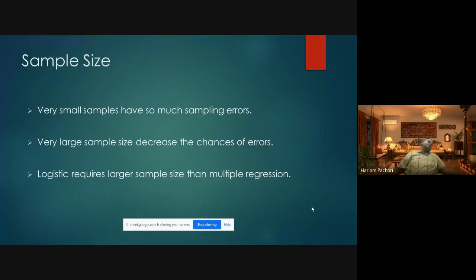Another important condition is the sample size. Any guesses how much sample is required to perform logistic regression? There are guidelines for when to perform logistic regression, with specific guidelines for sample size. Any guesses? How much sample size is required?